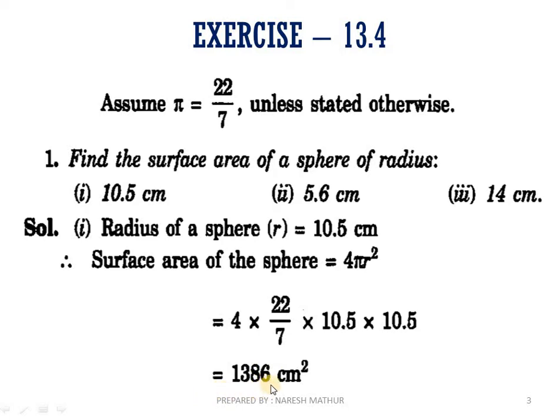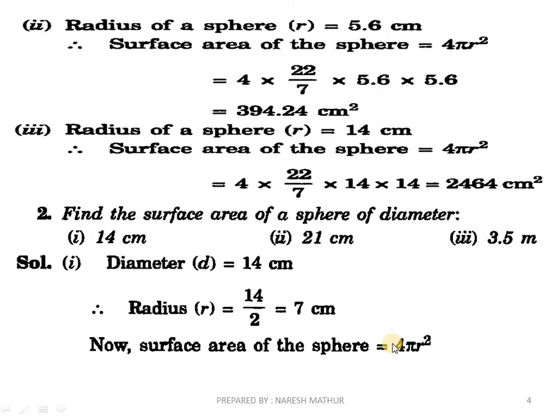get 1386 centimeter square. In the second one, similarly radius is given. Just put the value of r in the formula of 4 pi r square, that is the surface area of a sphere. We can get the answer. Same in third one, radius is given as 14. Just put the value and get the answer.